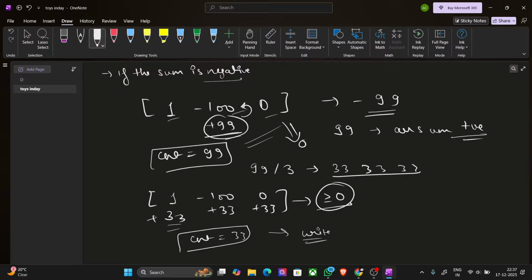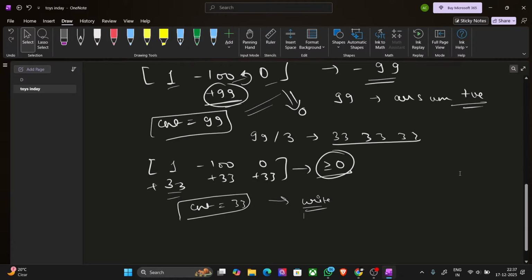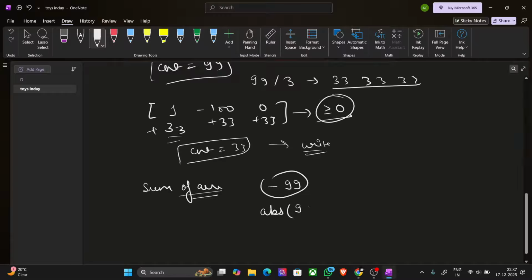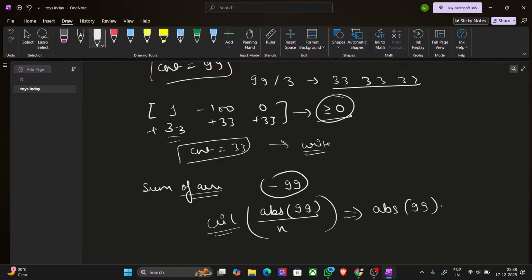So how can I make the formula for this? What I can do is take the sum of the array, and let's say the sum of the array is minus 99. So I need 99 more. So I will take the absolute value of this 99, divide it by n and take the ceil value of it. Or you can write it as the absolute value of 99 plus n minus 1, divided by n.